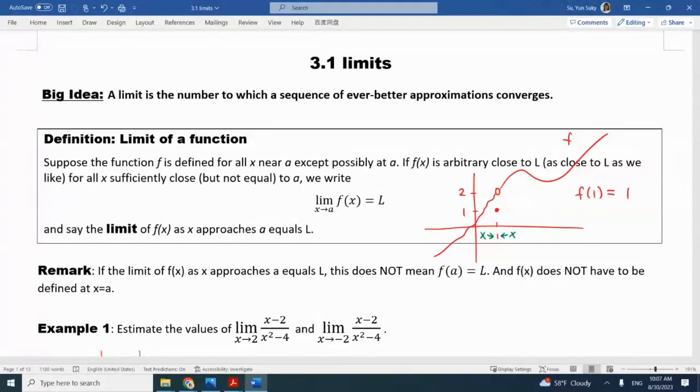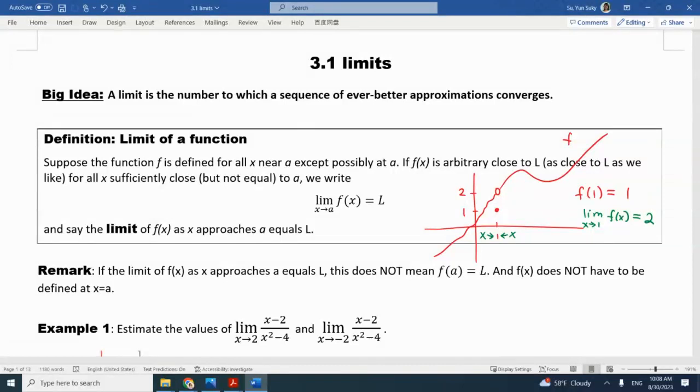It's the limit when x approaches 1 of f of x equals 2. Okay, everybody? Let's write it down. The limit as x goes to 1 of f of x equals 2. So f of x is arbitrarily close to 2 when x is close to 1. So this is the limit.